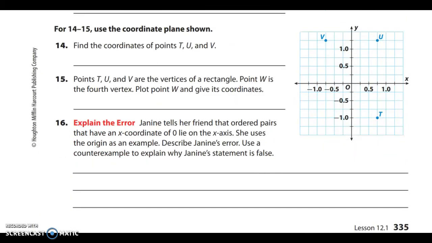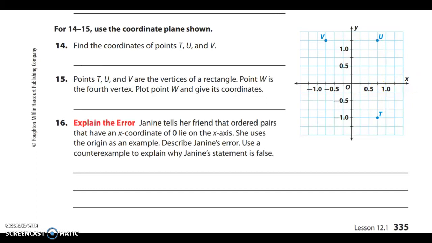For 14 through 15, use the coordinate plane shown. Find the coordinates of T, U, and V. Might as well just go in order. T is to the right 1, 2, 3 spaces, but the spaces are not labeled. One thing we have to do is figure out exactly how this is supposed to go.